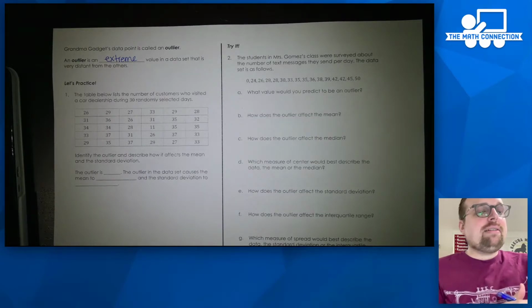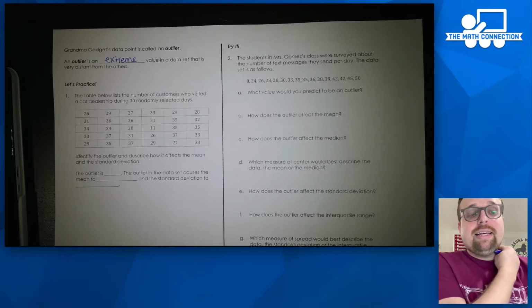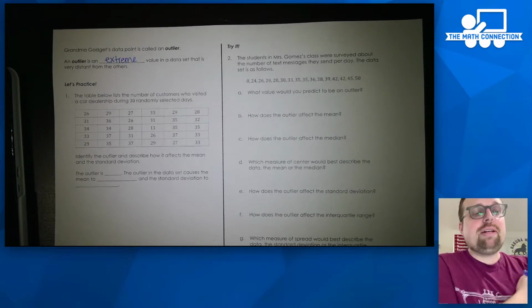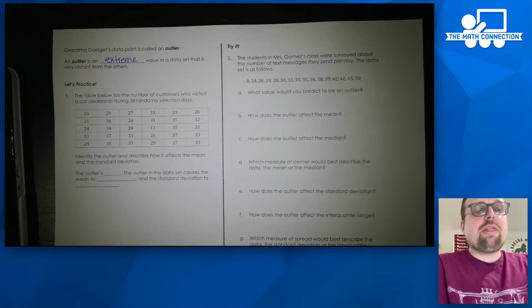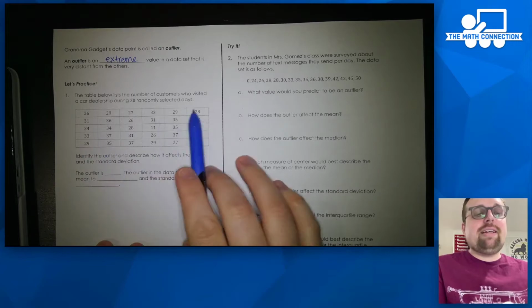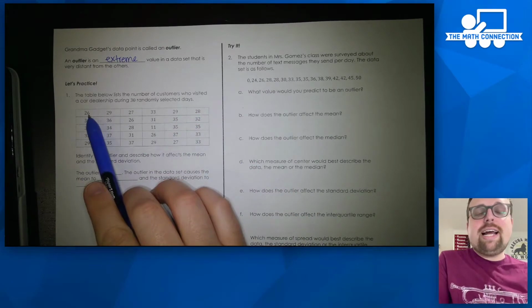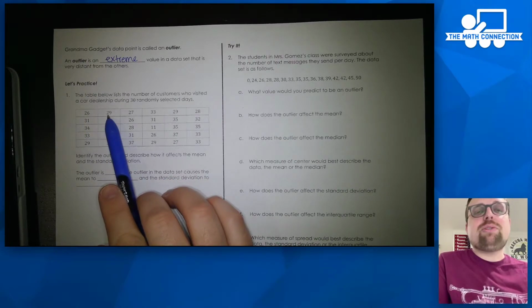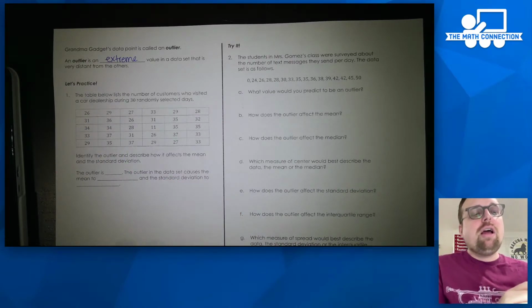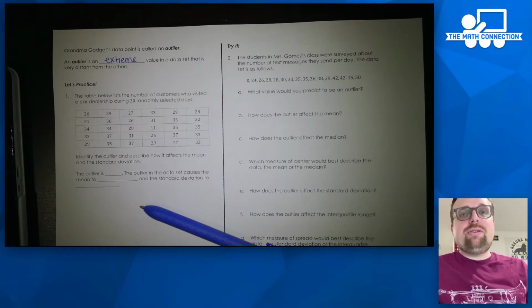So let's practice. The table we see here on this page lists the number of customers who visited a car dealership during 30 randomly selected days. So this is telling us on any one of these given days how many customers went to the car dealership. So the first day they looked at, it was 26, second day was 29, and so on. Identify the outlier and describe how it affects the mean and the standard deviation.